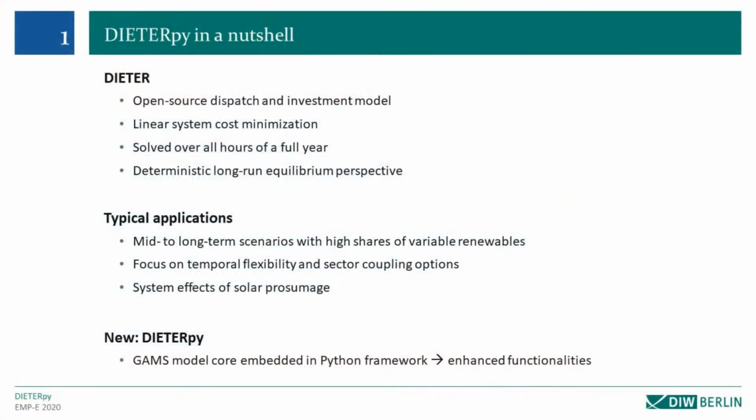Before diving into the new functionalities, a few words on the model itself. DIETER is an open source dispatch and investment model to analyze the power market. It is a linear cost minimization model that takes all hours of a full year into account and takes a long-run equilibrium perspective. Typically, we use DIETER for mid to long-term scenarios with high shares of variable renewables, and we focus mainly on temporal flexibility and sector coupling options.